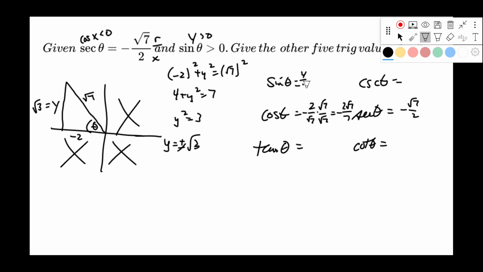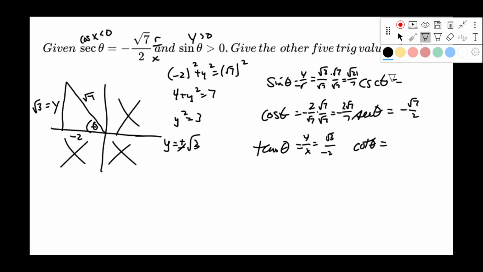Sine is y over r. The y coordinate is root 3. The radius is root 7. So I got to multiply top and bottom by root 7. That's root 21 over 7. Can't reduce the 7 into 21. 7's outside the radical. 21's inside it. And then we have tangent is y over x. So that's going to be root 3 over negative 2.